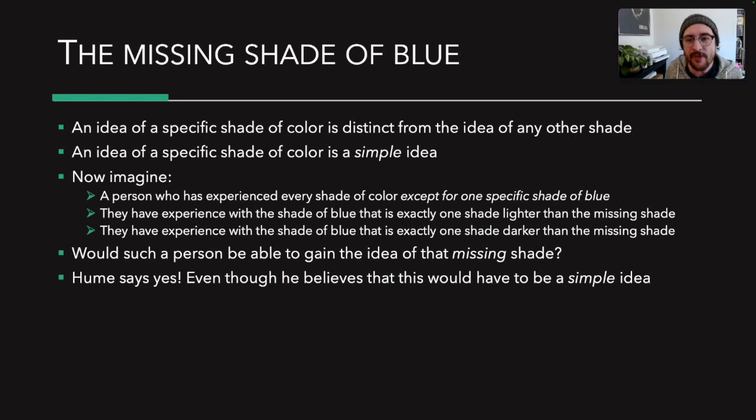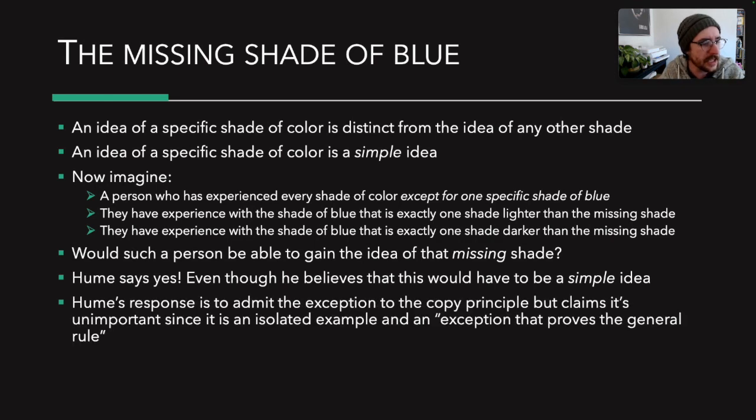All right, so one thing you have to think about is, is Hume right here? Would someone be able to get that idea of the missing shade? If you think he's wrong about that, well then there's no counterexample. But if he's right, that someone would be able to get that idea of the missing shade, well now it seems like Hume needs to give a response if he's going to hold on to his copy principle, and he's going to use that as a methodology for investigating philosophical ideas and concepts.